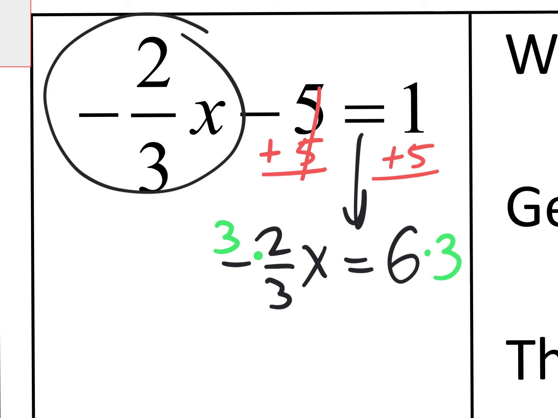Multiply the 6 by 3. So as you could see, the 3 on top and the 3 on the bottom, 3 divided by 3 is 1. What is left over on the left side, I have a -2x equaling 6 times 3 is 18.